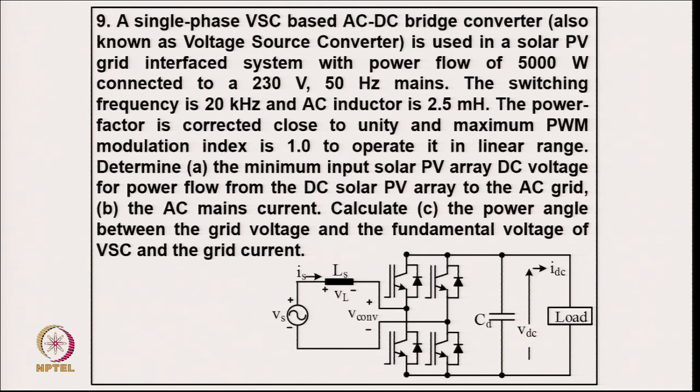Now, coming to the full bridge converter, an example. A single phase voltage source converter based AC DC bridge converter, also known as a voltage source converter, is used in a solar power grid interface system with a power flow of 5000 watt and connected to 230 volt 50 hertz mains, the switching frequency 20 kilohertz and the AC inductor 2.5 millihenry. The power factor is corrected close to unity and maximum PWM modulation index is 1 to operate in linear range. Determine the minimum input solar PV array voltage for power flow from DC solar array to the AC grid, the AC mains current, and calculate the power angle between the grid voltage and the fundamental voltage of the voltage source converter and the grid current. This is the typical circuit. Here of course, we have typically the PV.